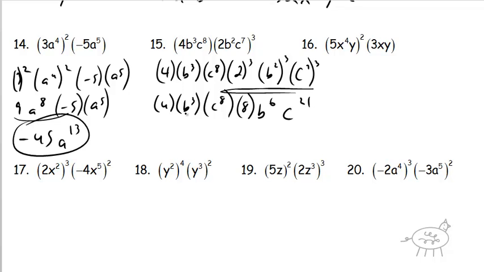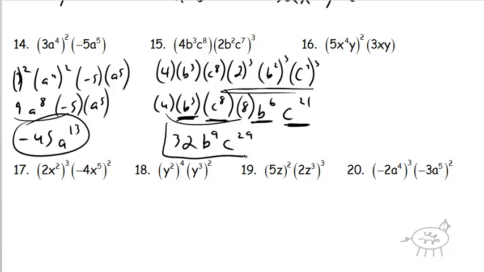Now I need to multiply things together. So 4 times 8, 32. What's b cubed times b to the 6th? Well, add the exponents. It's b to the 9th. And what's c to the 8th times c to the 21st? It's c to the 29th. And that, math fans, is your final answer.